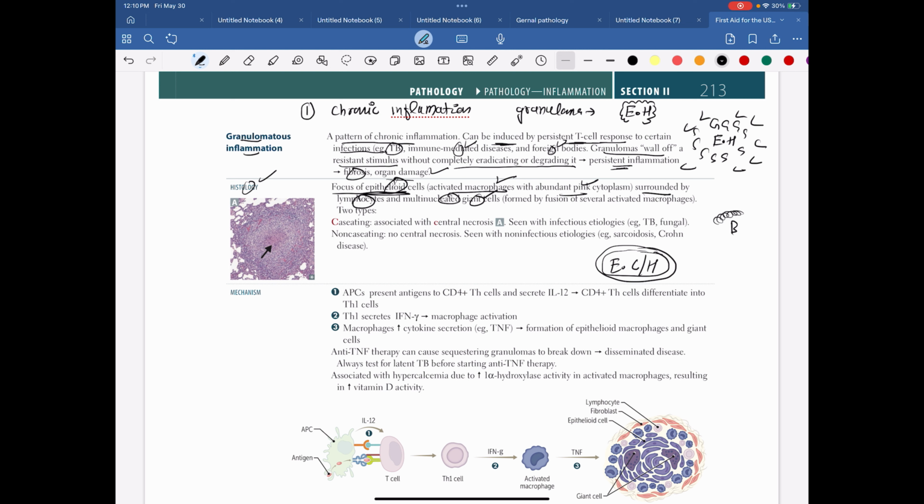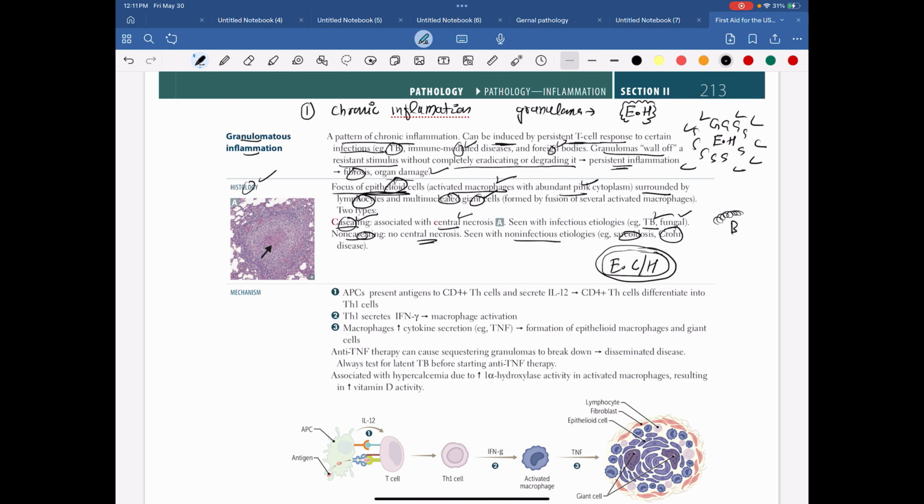Then after that, we have divided the granuloma into two main types according to histology. One is caseating and the other is non-caseating. Caseating means there is a central necrosis and it is usually seen in infections like TB and fungal. Non-caseating means there is no central necrosis and it is usually seen in non-infectious etiologies like sarcoidosis and Crohn disease. So these are the important conditions in which non-caseating granuloma is going to be formed in your body.